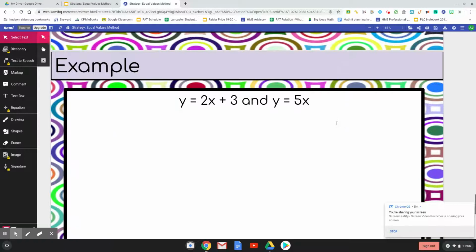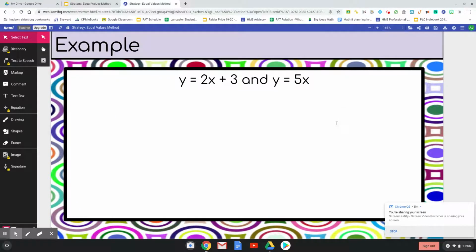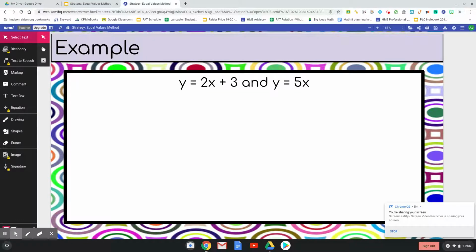Let's work out another example. I have two equations here, y equals 2x plus 3 and y equals 5x. I want to find out where these two lines intersect on a coordinate plane. I want to find their solution. Don't let the second equation fool you. We really have a plus 0 here, but we don't naturally see that. We just write it as 5x and leave out the plus 0. Both equations are in y equals mx plus b form, so we can set them equal to each other.